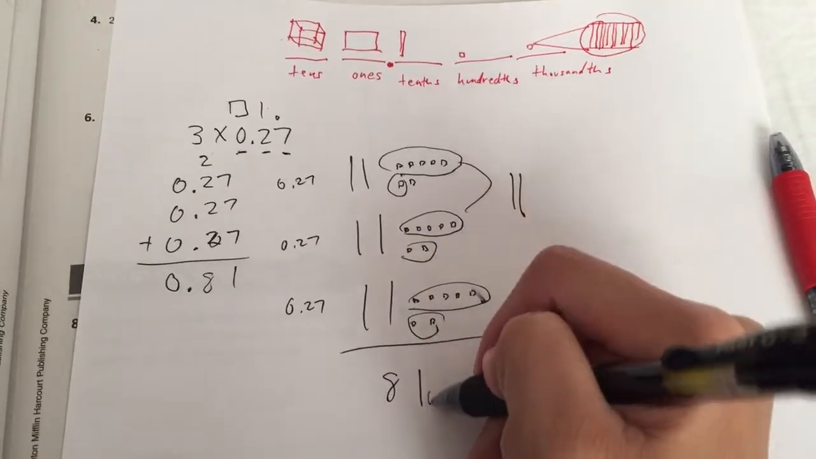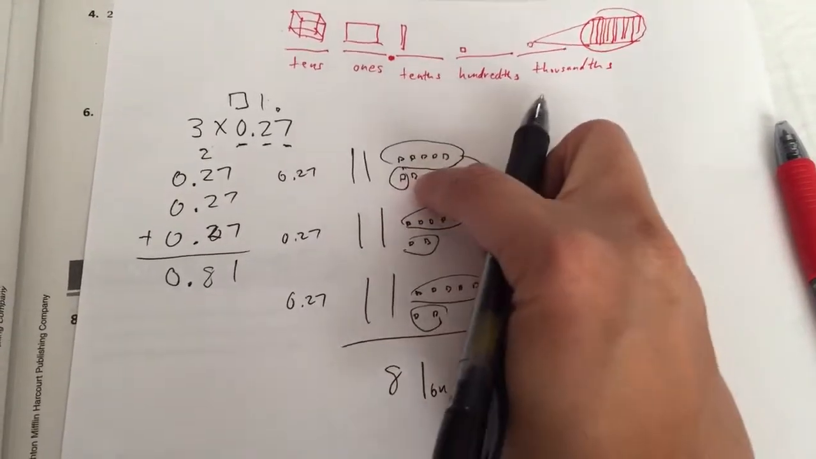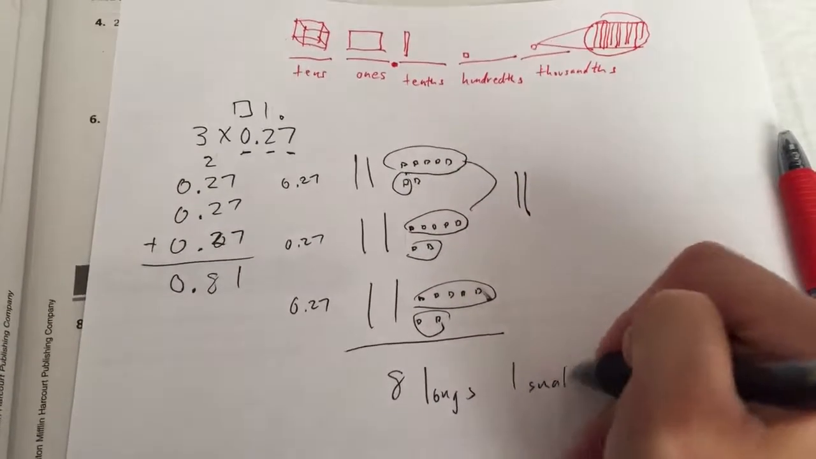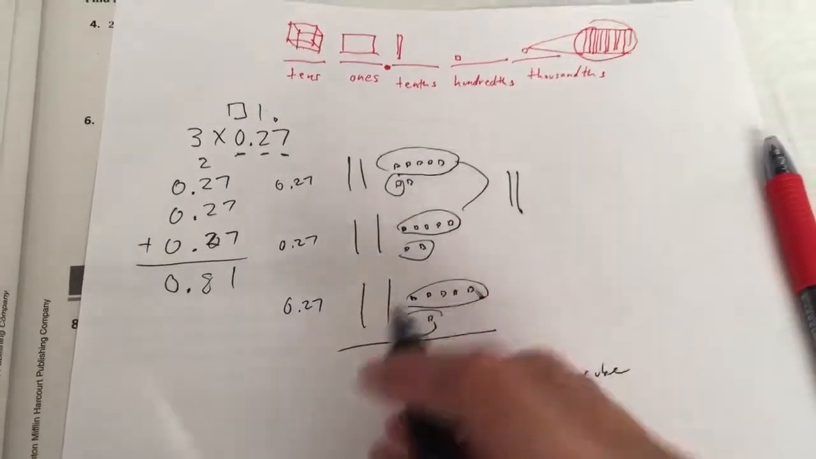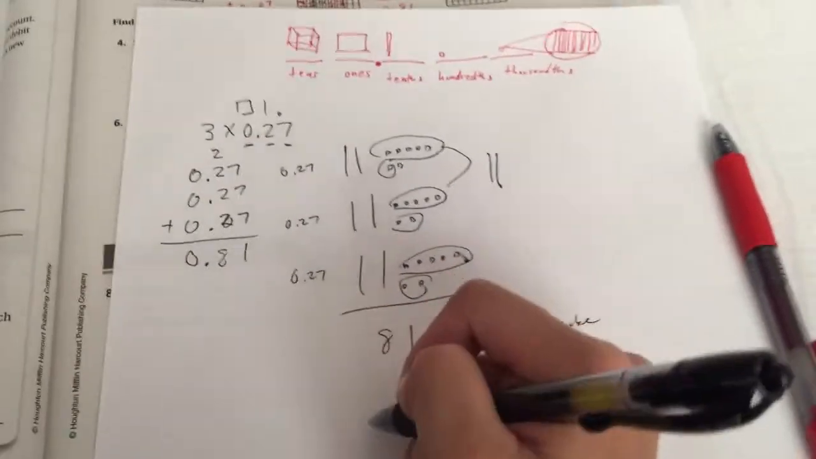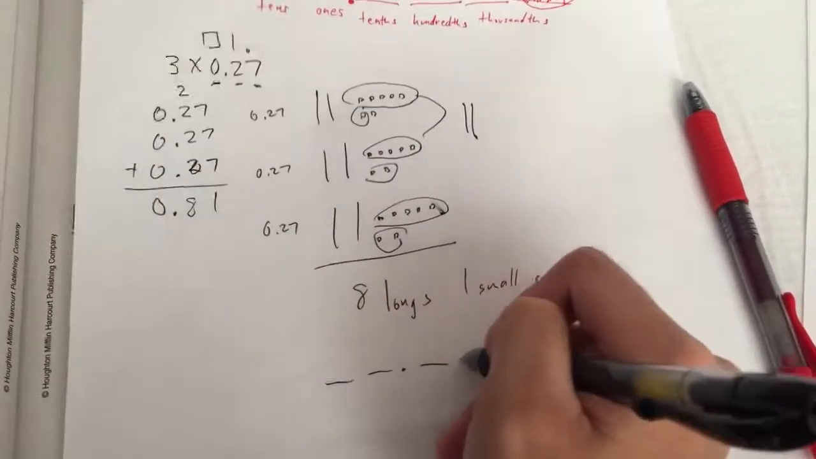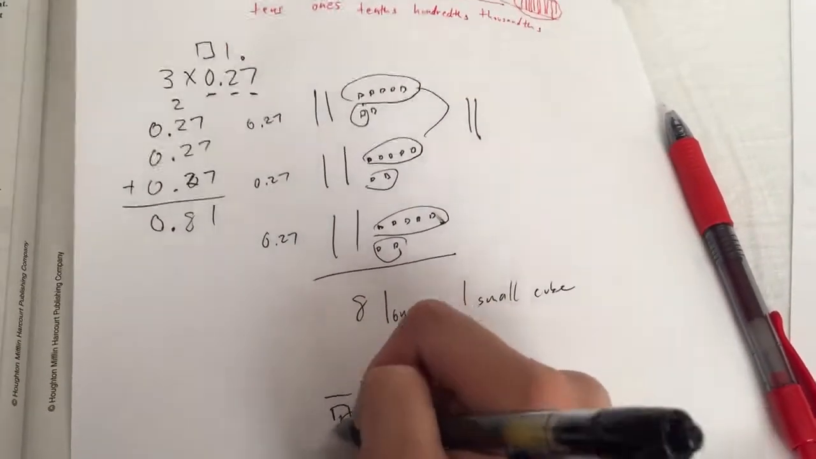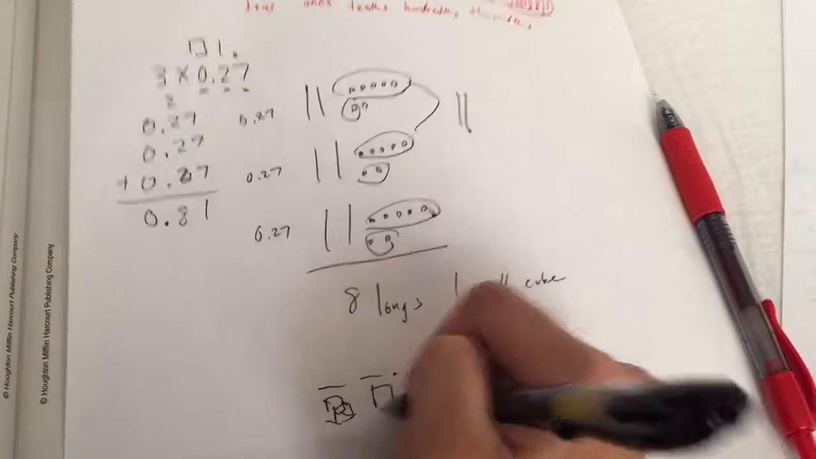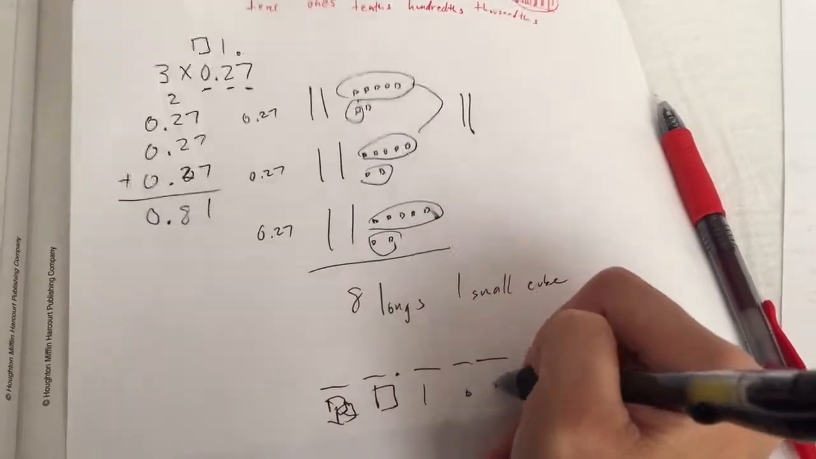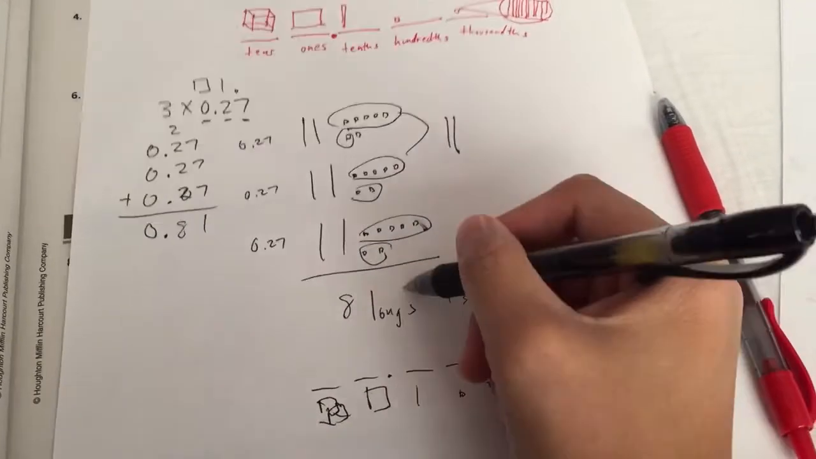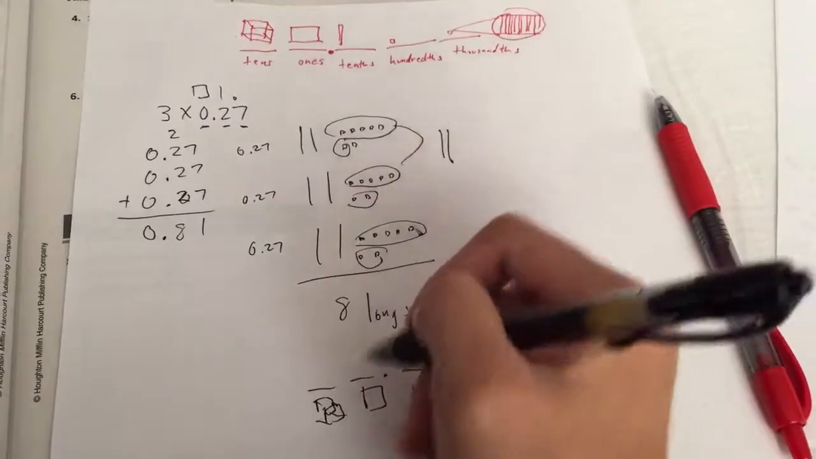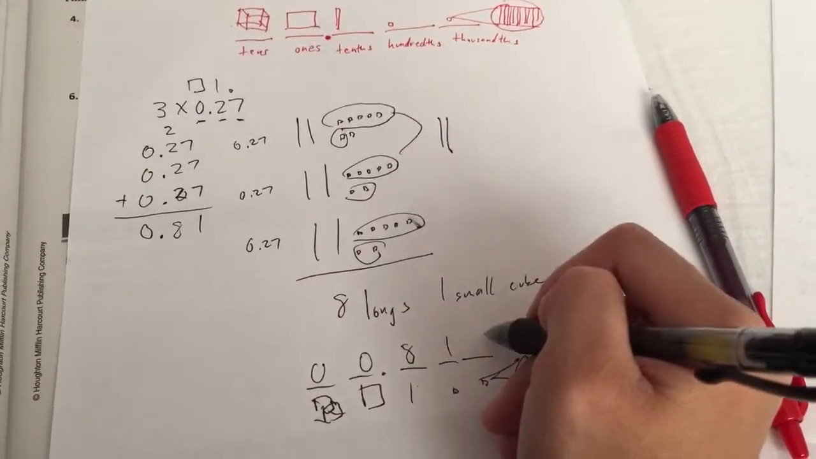And you have 1 small cube. If you have 8 longs and 1 small cube, think about these are your tens, your ones, your tenths, your hundredths, and your thousandths. 8 longs is here. 1 small cube goes here, and all these others are zeros.